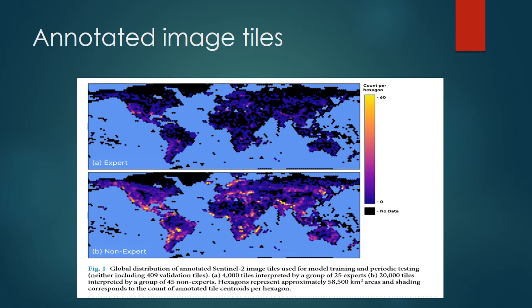As you can see from this image here, these two images show image tiles that have been annotated. The one above has been annotated by experts. As you can see, they haven't done a lot of work. But when you look at the one that has been covered by the non-experts, you can see that they have covered a lot of areas, going to a count of about 60 hexagons. And mind you, each hexagon represents 58,000 square kilometers. So they did labeling of 58,000 square kilometers of area.